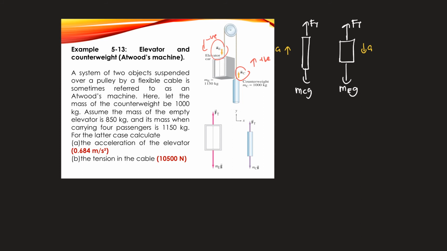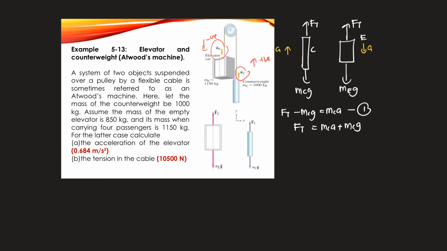So the equation for the counterweight, and this is the elevator: if I assume upward is positive, FT minus MCG equals MCA. This is going to be the first equation. I put FT as the subject because after this I'm going to substitute it into the second equation, so FT equals MCA plus MCG.